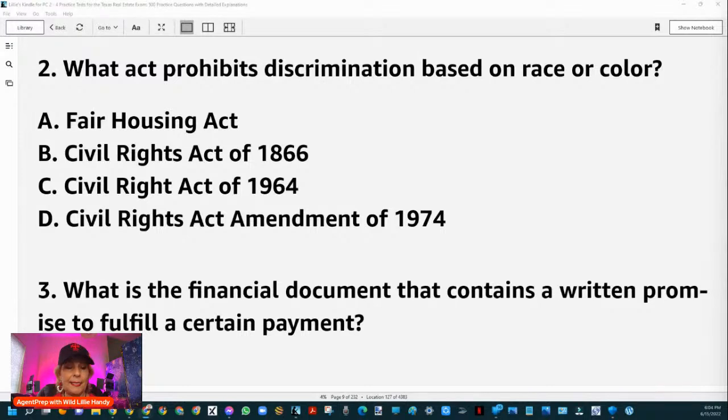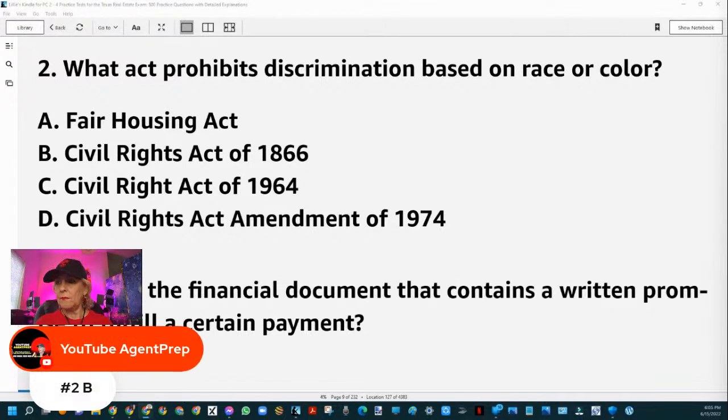Actually, it began in 1866, when the prohibition based on race was administered. So it is B, Civil Rights Act of 1866. This particular act declares all citizens equal and under the protection of the law. The law emphasized protecting all classes of African descent during the Civil War.